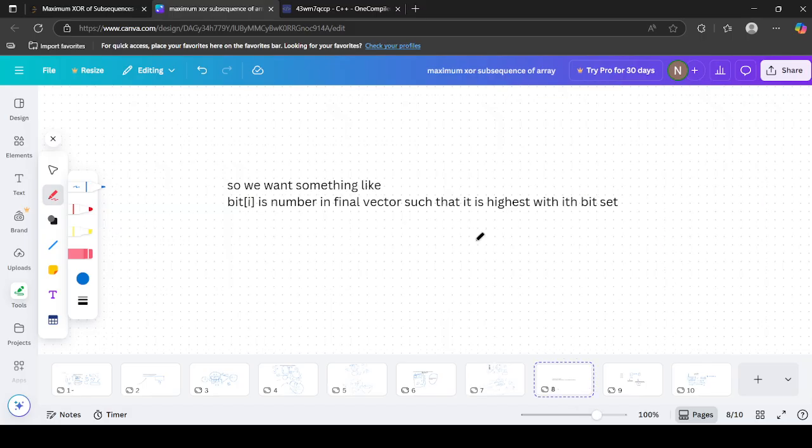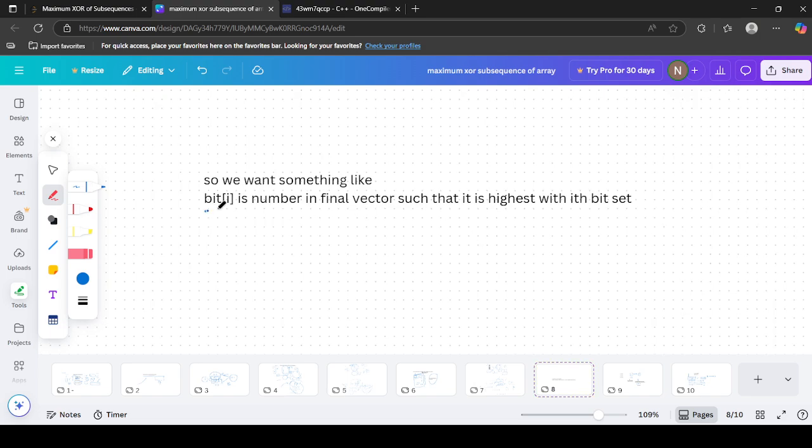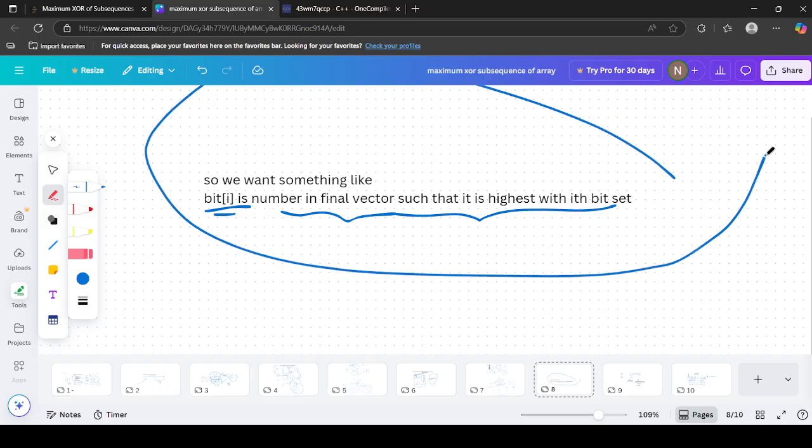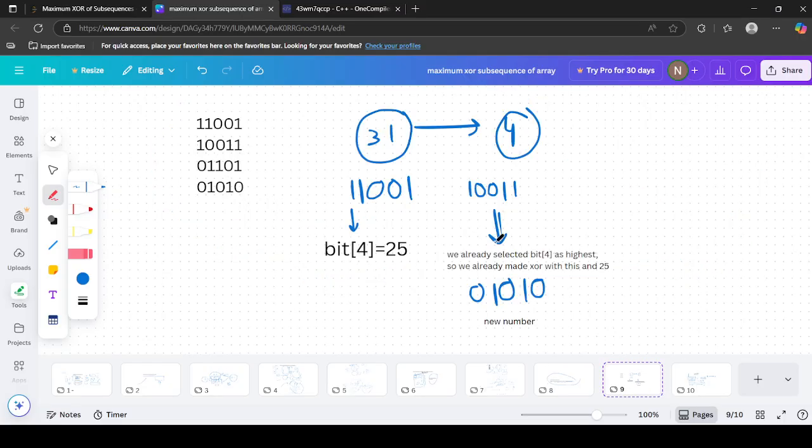So what we want, simply, is bit of i: the number in the final vector such that it is the highest with ith bit set, which we exactly discussed. So if we got this, then it is very simple. It is exactly like the one which we discussed before. So now we got it, right? So let's take an example.